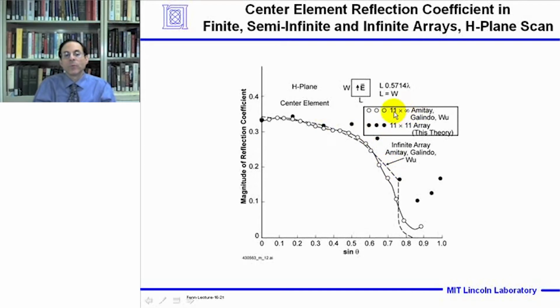Amate, Galino, and Wu showed data for an 11 by infinite array, and also the dash curve is for an infinite array. So we see that the reflection coefficient magnitude decreases with increasing scan angle in the H-plane. And there's good agreement between the three calculations.